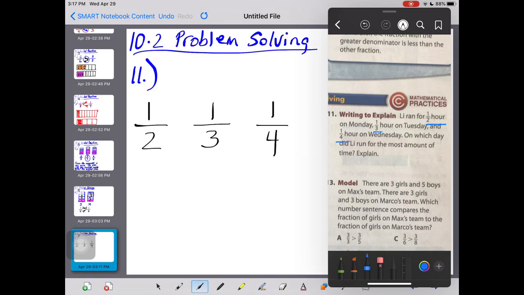Now, how I would go about this is I would say the numerators are all the same. So I want to make sure that's the first thing you look at. If the numerators are all the same, then you can look at the denominator and find the smallest denominator, which will give you the biggest piece, right? So in this case, 2 is the smallest out of all of them. So it looks like half will be the biggest amount. And Lee ran that on Monday.